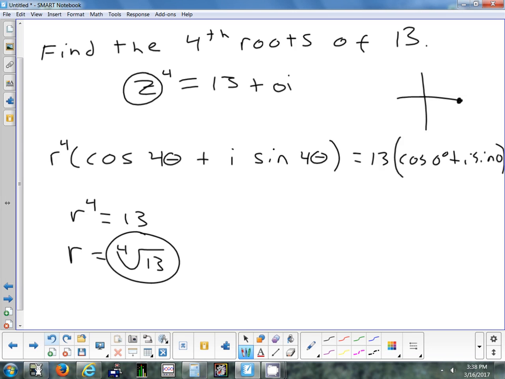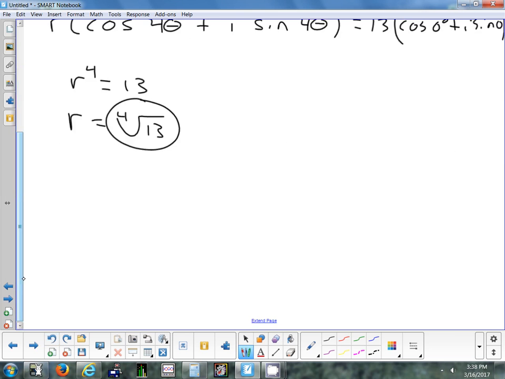Any questions on how to type that in if you had to, in the calculator? I think we might have done that in class. Yeah, you type the number, then hit math, the fifth option. Okay, so there's my radius. And how many different answers is this problem going to have? 4. 0, 1, 2, 3.